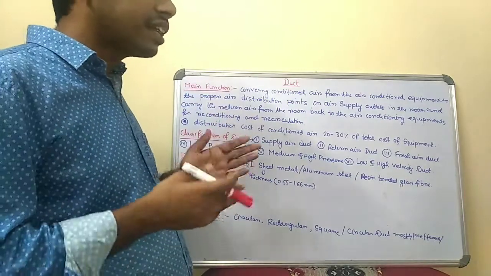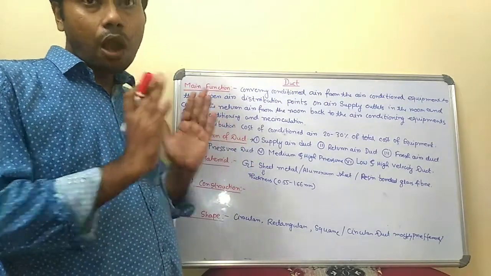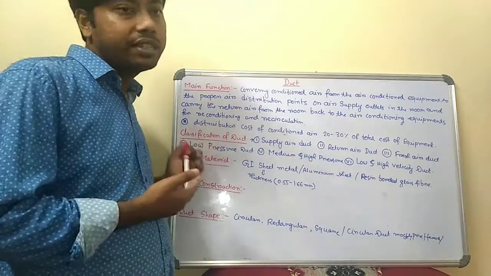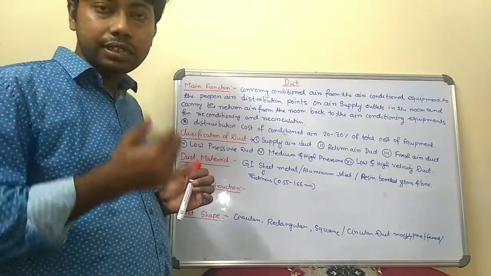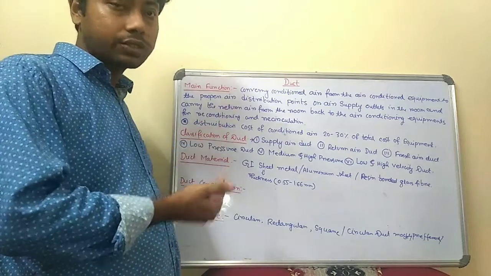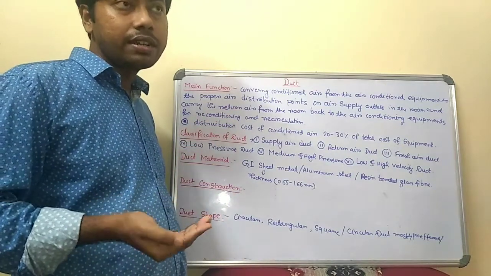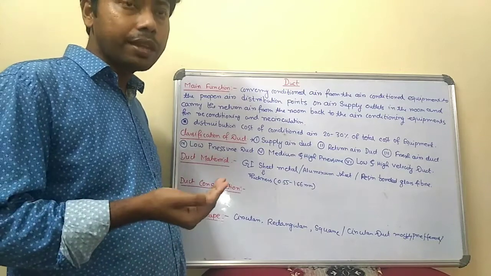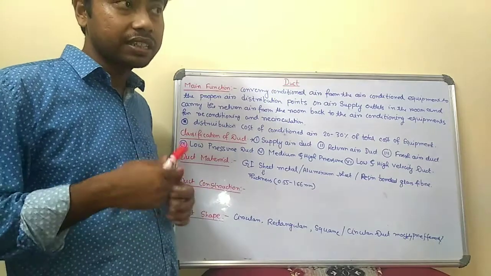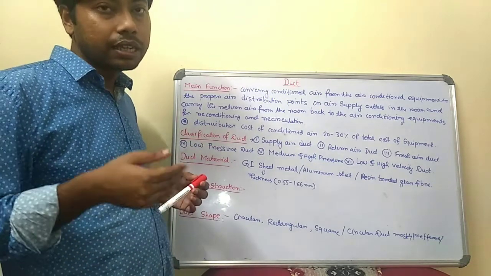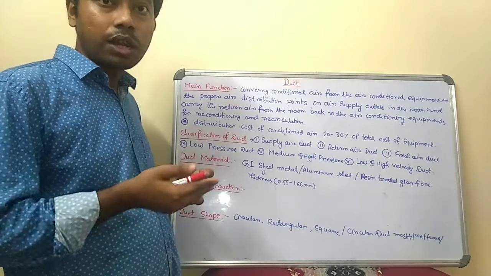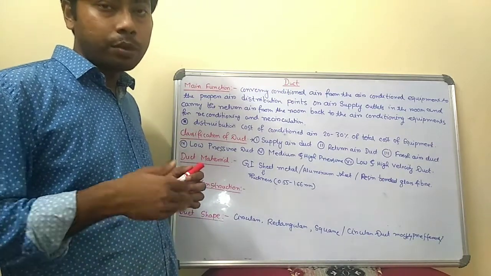Fresh air duct flows the outside air. And low pressure duct, as the name indicates, is a low pressure duct. In this type of duct, the static pressure of the air is generally less than 50 mm of water. In case of medium pressure duct, the static pressure of air is less than 150 mm of water.